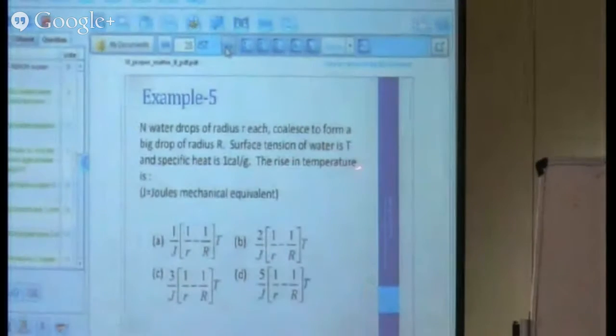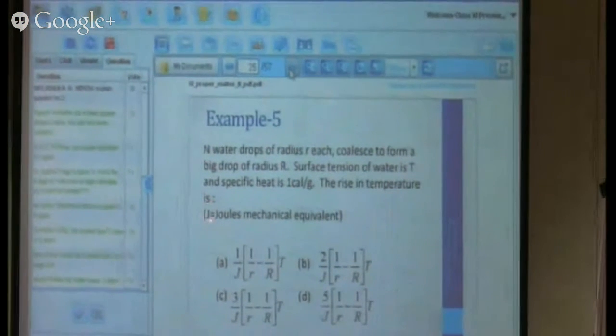The rise of temperature is where J is the Joule's mechanical equivalent. 1 calorie is equal to 4.18 joule. So this value 4.18 is called Joule's mechanical equivalent. Out of these options, we have to decide which is the expression for the rise of temperature.